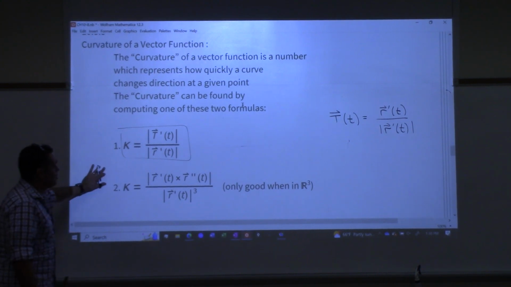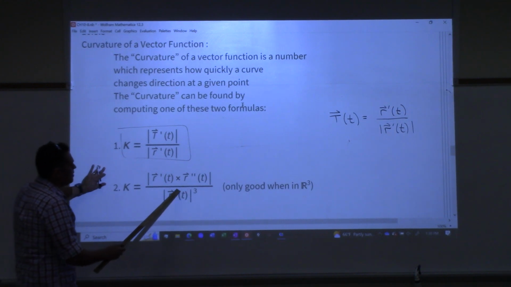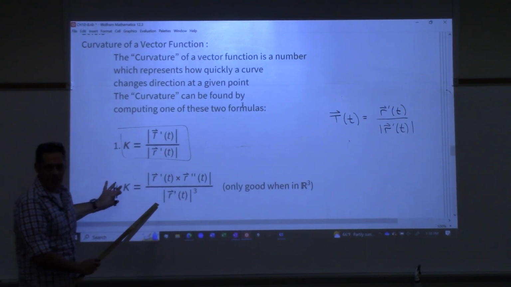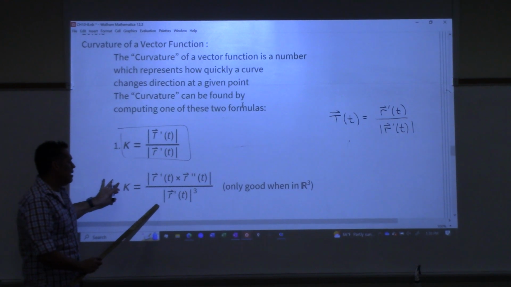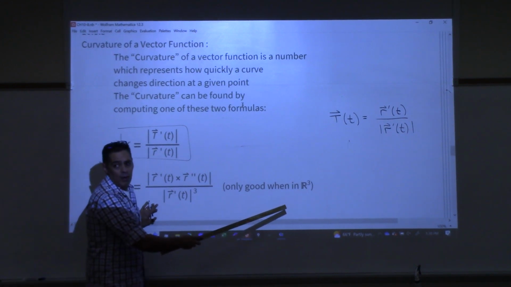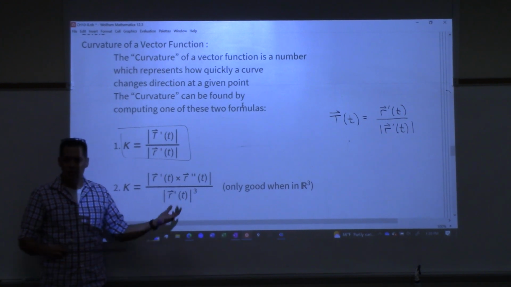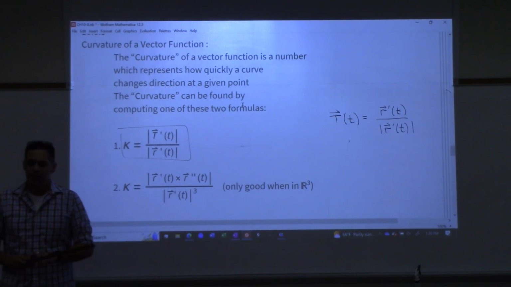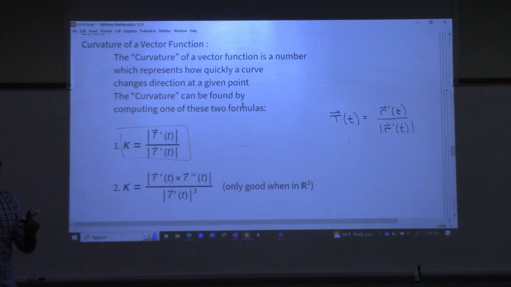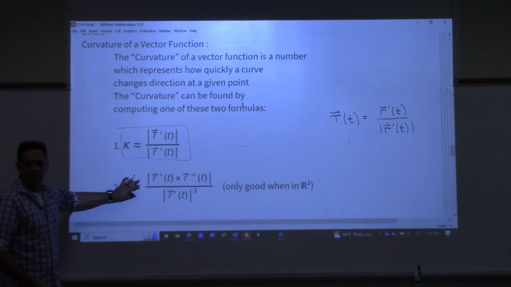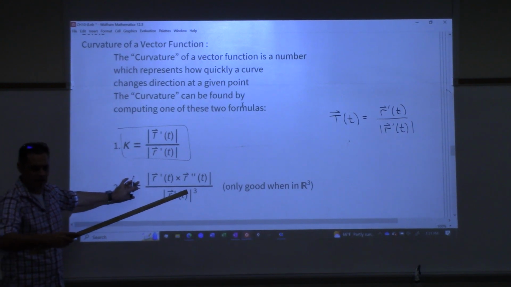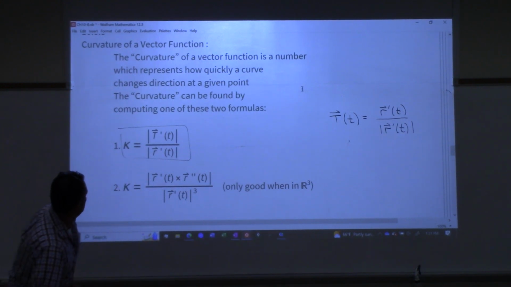All right, so I say here that this formula is the one I like. This is the one I prefer to use, this one right here. I do say that this is only good when we're in R3, and that's because we're doing cross products, and cross products are only defined in three-dimensional space. So if you have a two-dimensional vector function, you aren't necessarily going to be able to use this. Maybe. There's a workaround. Okay? Let's do an example. Let me write these down over here.